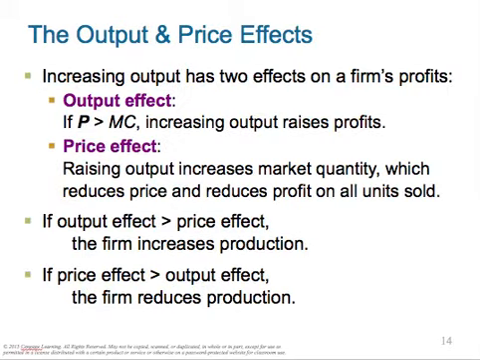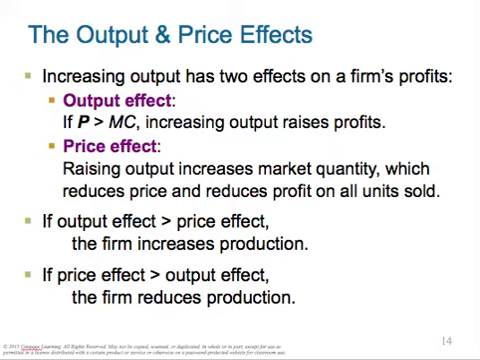So the output and the price effects. Increasing output has two effects on a firm's profit. Output effect is if price is greater than marginal cost, increasing output raises profits because the price is making more than your marginal cost for making another product. Now the price effect. Raising output increases a market quantity, which reduces price and reduces profit on all units sold.